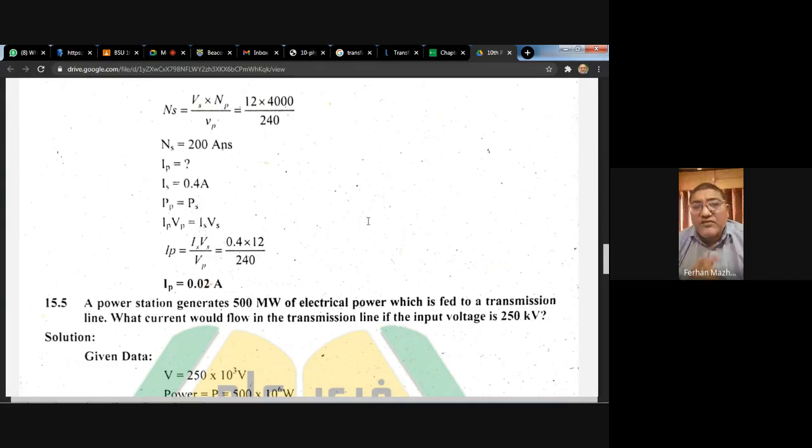In the second part of the question, it says that the current in the primary is the question, and the current in the secondary is 0.4 ampere. The power in the primary is equal to the power in the secondary. So IP VP is equal to IS VS. So IP will be equal to, VP will go on the other side and divide. Just put the values: 0.4 multiplied by 12 divided by 240, and the final answer will be 0.02 ampere. Okay. Do you understand, beta?